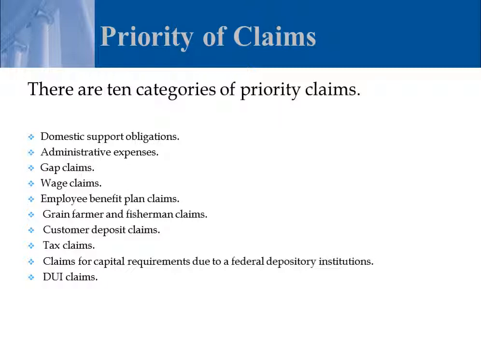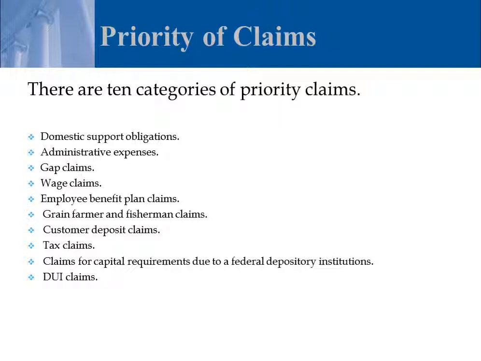Administrative expenses include the cost, fees, and expenses of administering the bankruptcy case. Gap claims are debts incurred between the time an involuntary bankruptcy is filed and the date the court approves the bankruptcy filing. An involuntary bankruptcy is a bankruptcy that creditors file against you rather than a bankruptcy you file for yourself. It's less common than voluntary, and the procedures are a bit different.